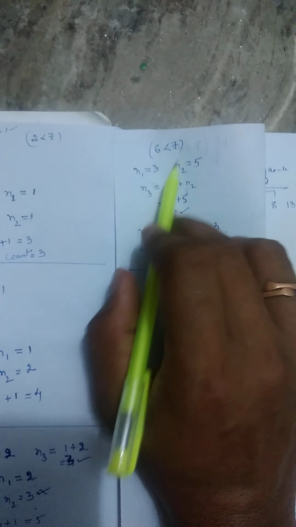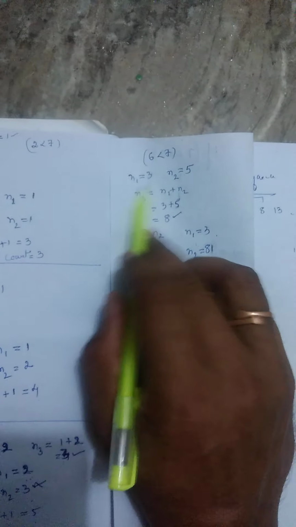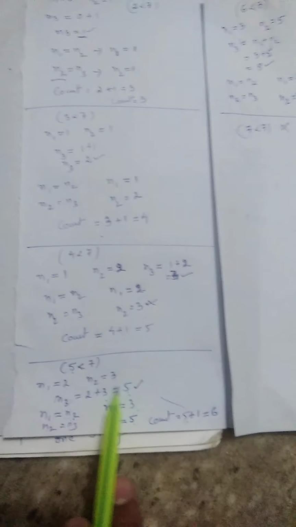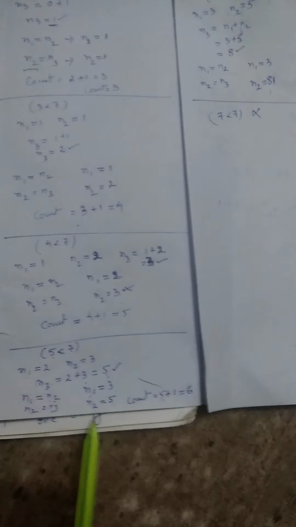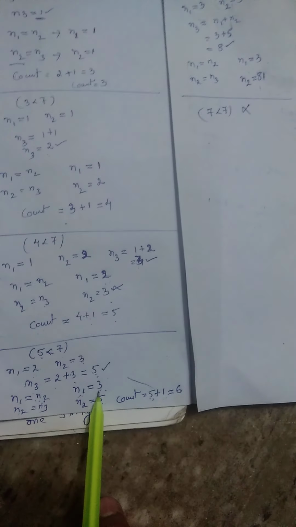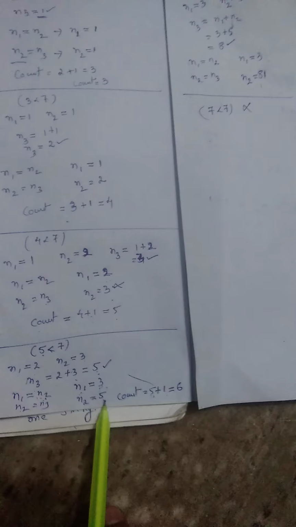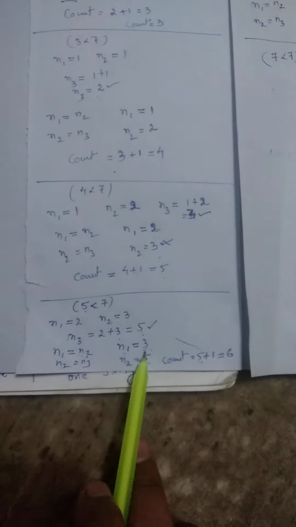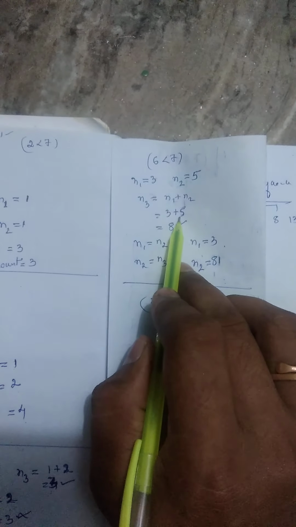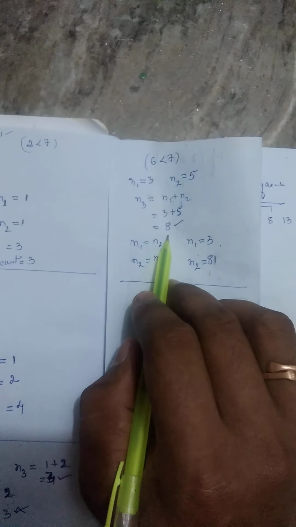Next, 6 is less than 7. Condition is satisfied. n1 is 3, n2 is 5. That means n3 equal to n1 plus n2, 3 plus 5 means 8. Again we are printing 8 here.